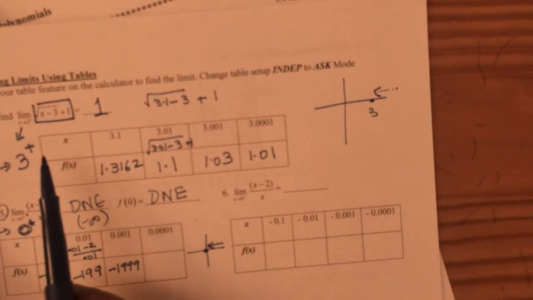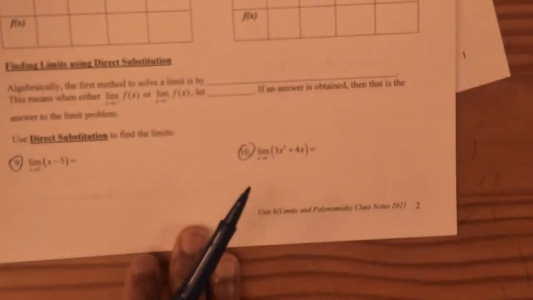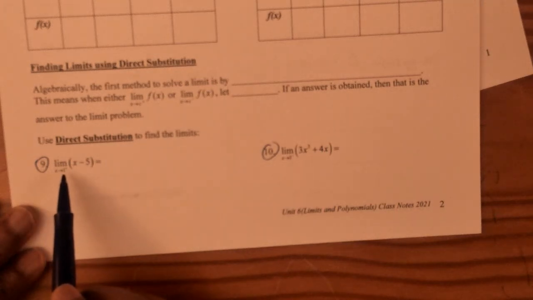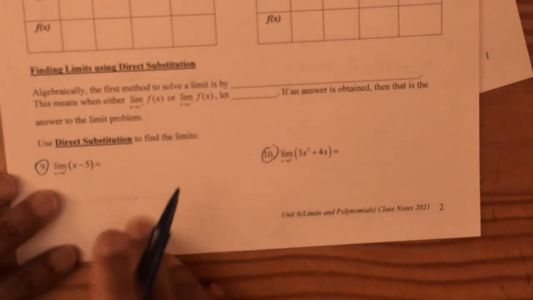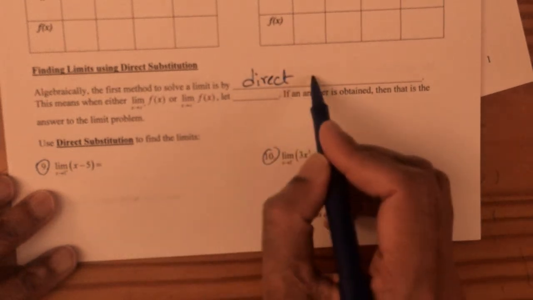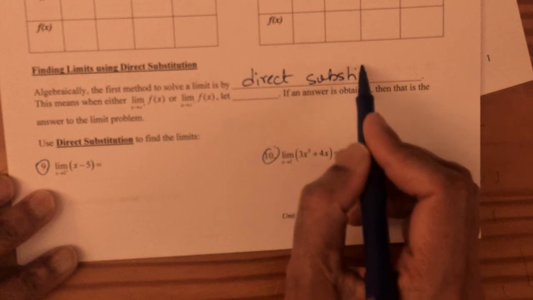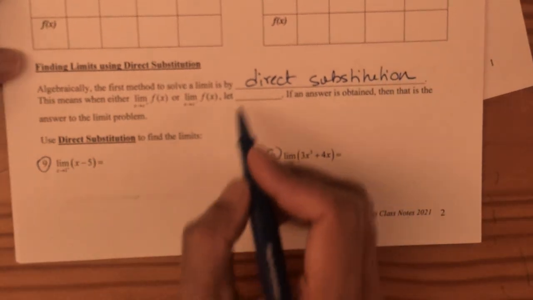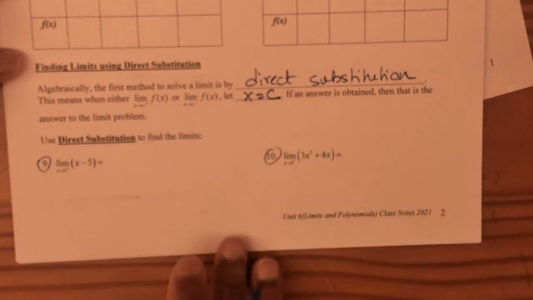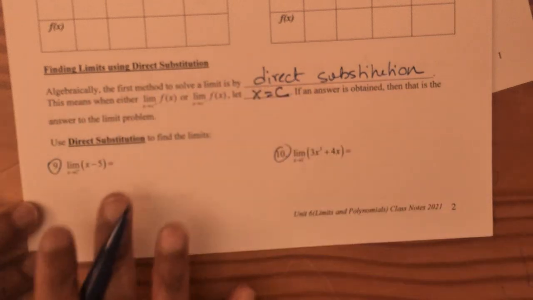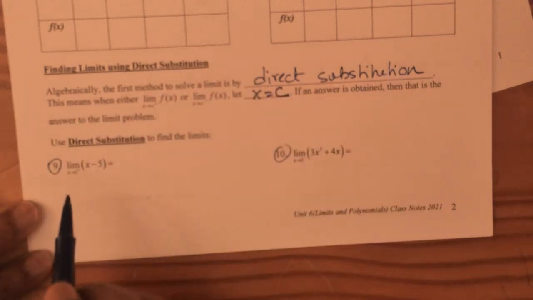In this case, we didn't do direct substitution, but here we'll look at direct substitution. So here it says limit of x minus 5. Okay, let's fill this in. Solve a limit by direct substitution, and let x equal c. So just write it down, and we'll talk about this.